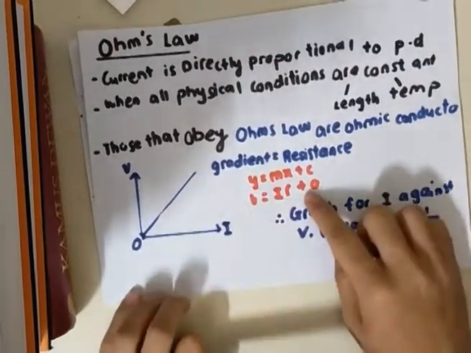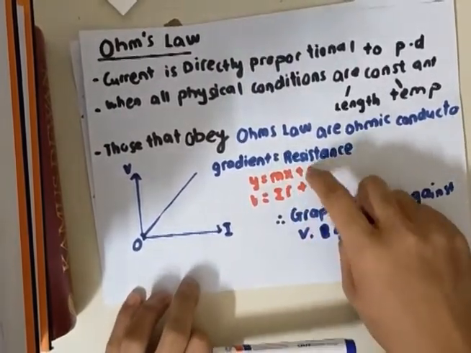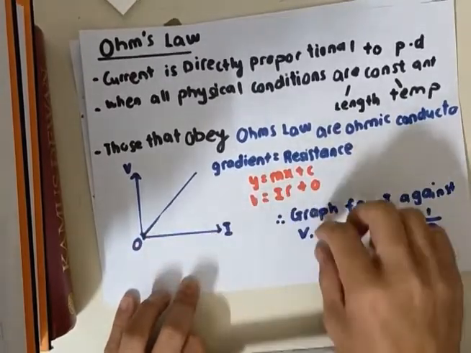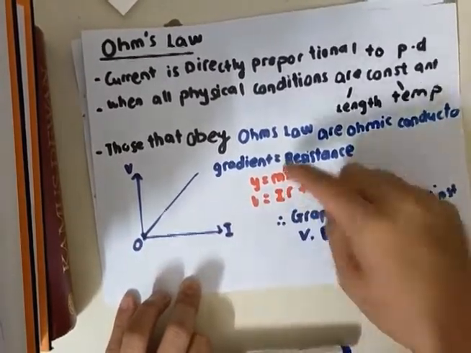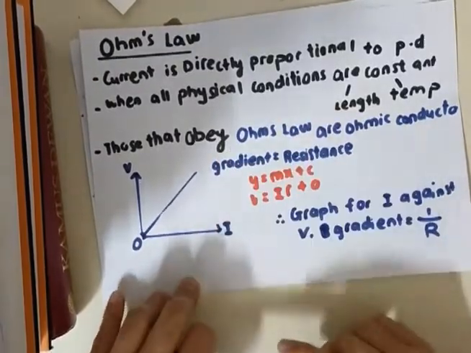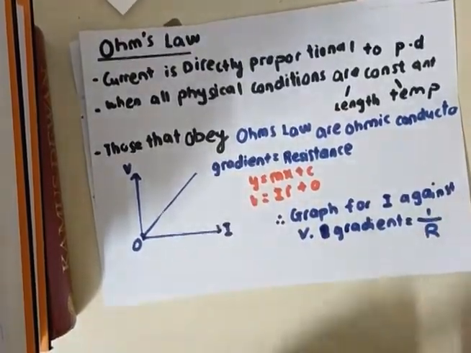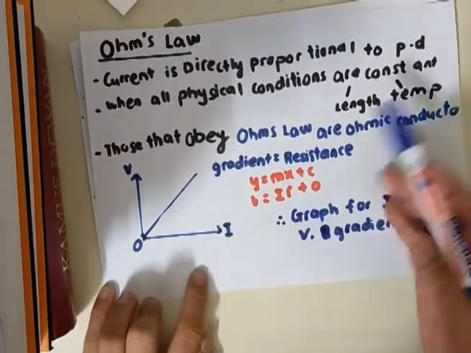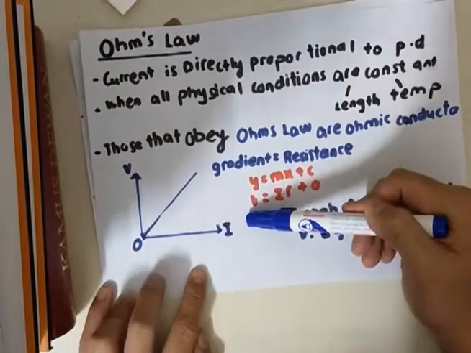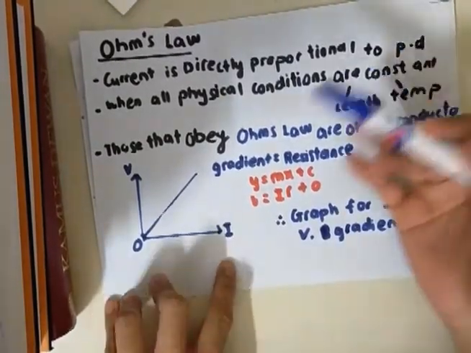V equals IR, Y equals mx plus C. Your C will be 0 because this is the y-intercept. So your R would be your m and I would be your x. This would be your graph. Whenever they ask you to find the resistance through the graph they have given you, you just find the gradient.